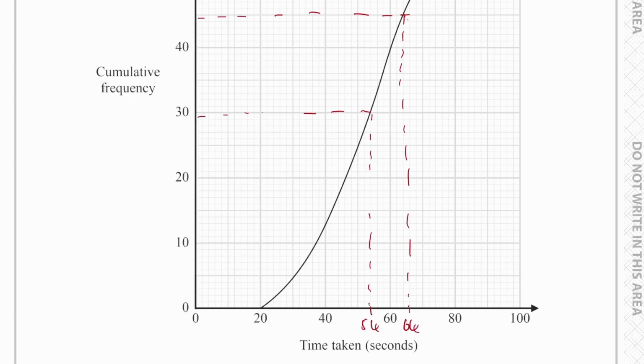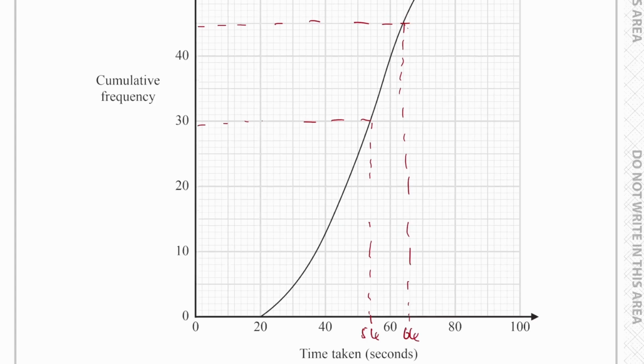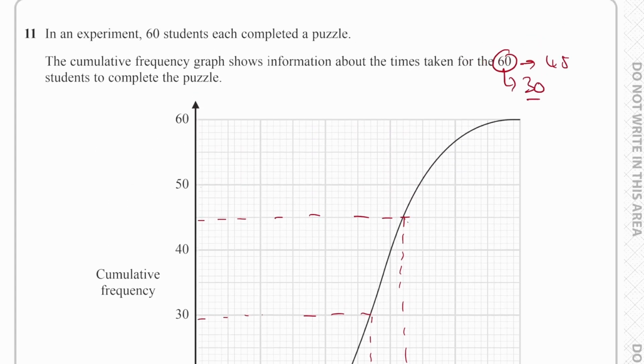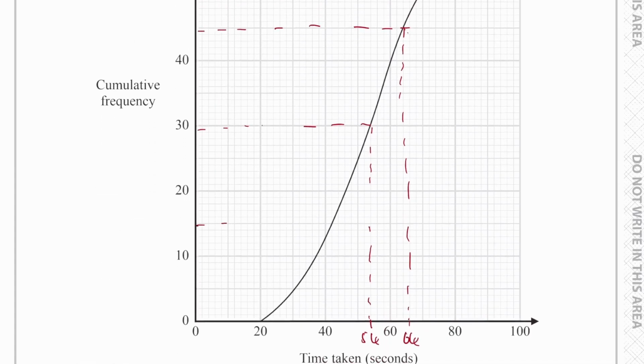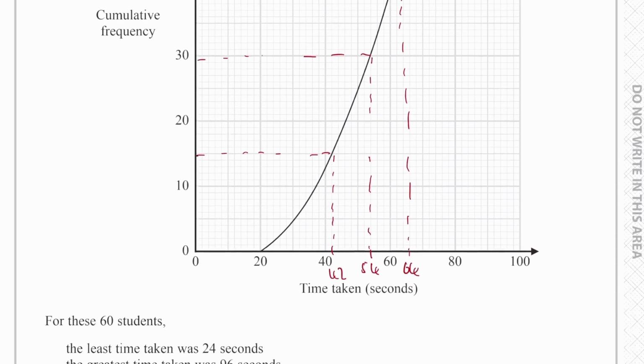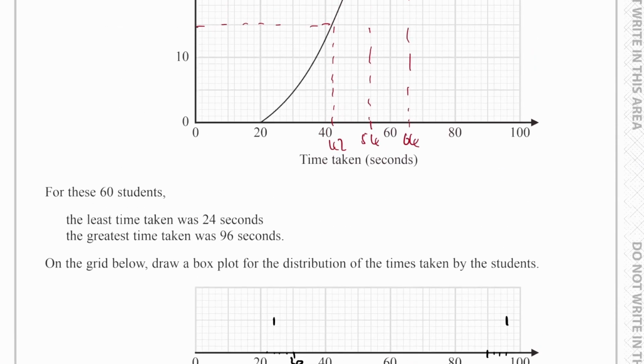And then the last thing we want to find is the lower quartile using our graph. Again, we go to 60. The first quarter of 60 is going to be 15. So we find 15 on our cumulative frequency axis, go across and drop it down again. You should get what looks like 42. Okay, so we've got 42, 54, and 64 as our three points: our lower quartile, median, and upper quartile.